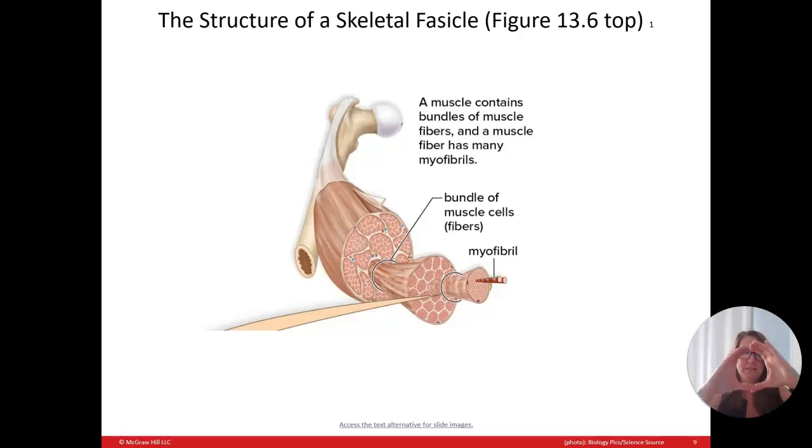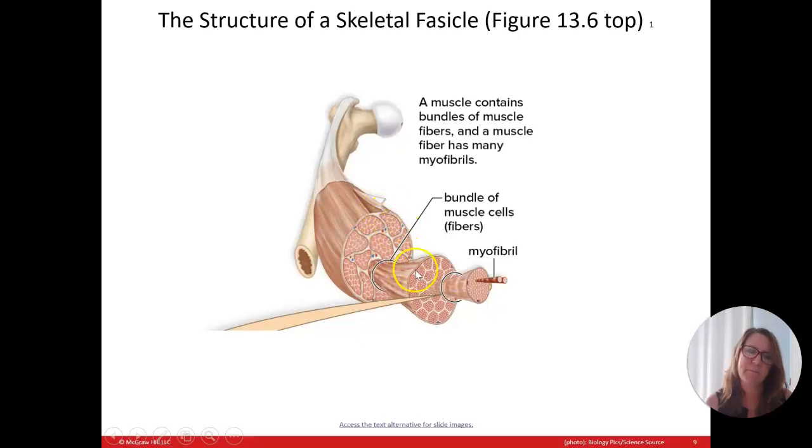So you've got the muscle. So there's the bicep muscle. And then you see that it actually has smaller bundles within that muscle. And there's connective tissue around the bundle. So essentially we have the whole muscle, our fascicle. And then we have these muscle fibers.